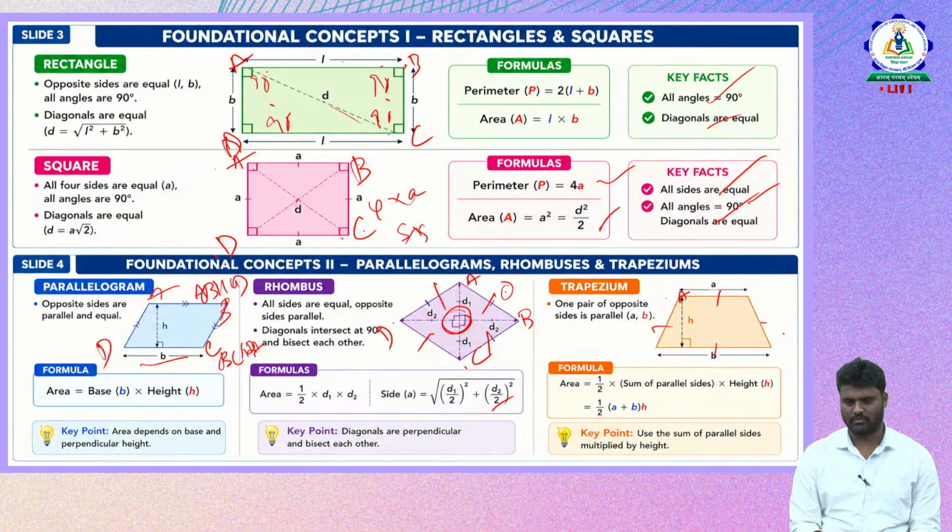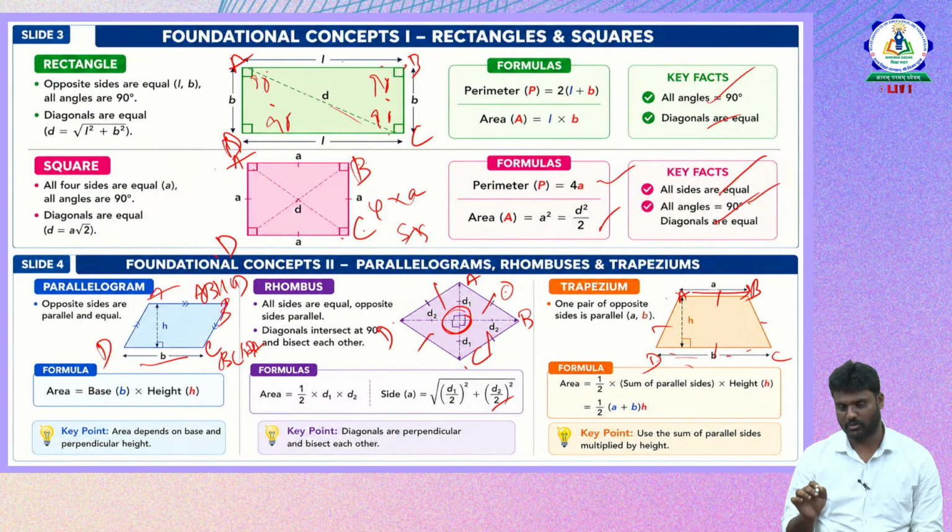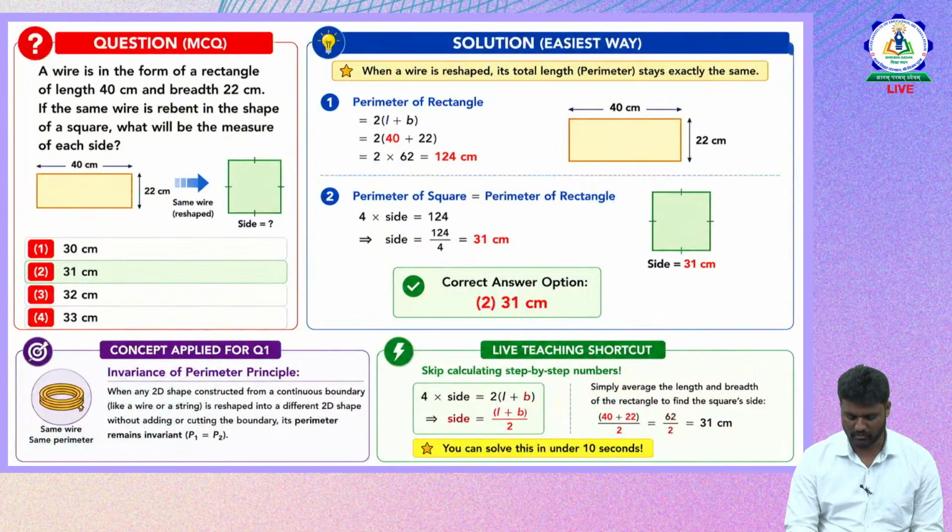The formula of the trapezium: to find the area of the trapezium, area is equal to half into the sum of the parallel sides. What are the parallel sides here? AB and CD. So the sum of the opposite parallel sides into height. With this formula we can identify the area of the trapezium. That means A is the length of AB and B is the length of CD, so area is half into A plus B into height. This is the summary of the concepts which we have to remember when solving.